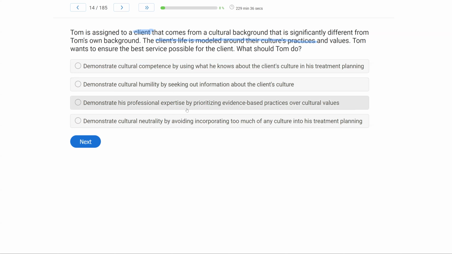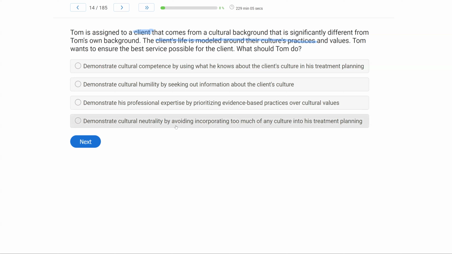C, demonstrate his professional expertise by prioritizing evidence-based practices over cultural values. Now be careful here. We want to use evidence-based practices. We want to be data-driven. We cannot neglect culture. We cannot neglect beliefs. So prioritizing evidence-based practices means no matter what, we're picking the evidence-based practice over the cultural value, when a lot of times there are more than one practice we can use when we take into account culture.